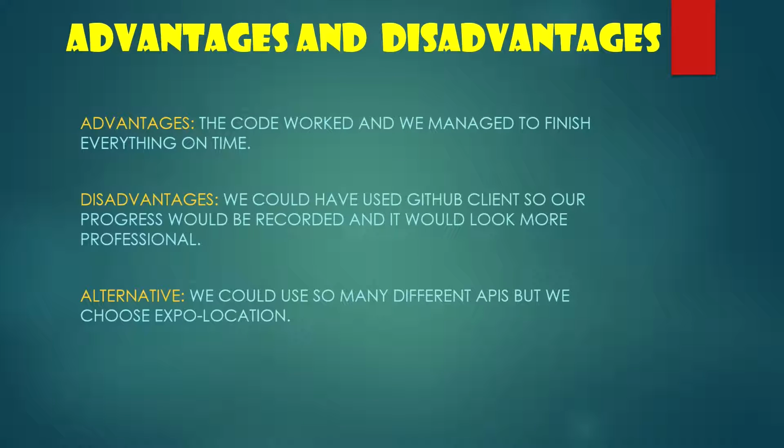What are our advantages and disadvantages? Advantage: the code worked and we managed to finish everything on time. Disadvantage: we could have used the GitHub client so our progress would be recorded and it would look more professional. Our alternative: we could use so many different APIs, but we chose Expo location.